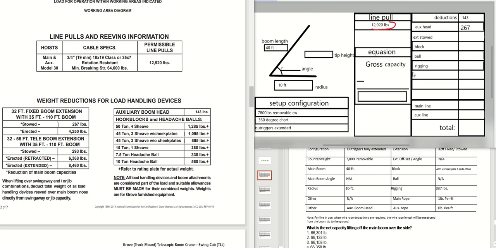So for our extension stowed, we're going to go ahead. We have that, our aux head and deductions. I don't know what I did up here. We need to fix some stuff.